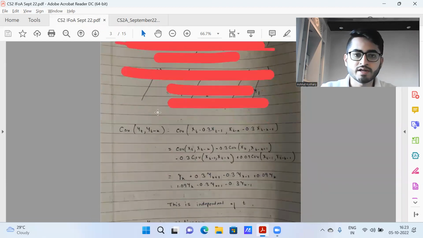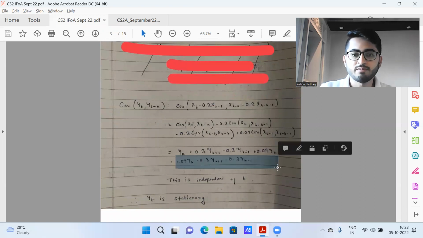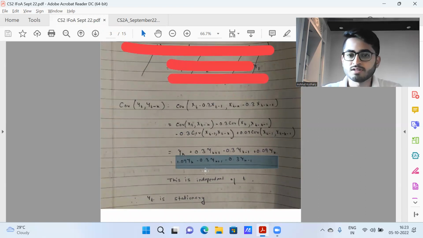Next, I attempt to find covariance of yt comma yt minus k, and this is coming out in this form. Now, this is clearly independent of time, just dependent on lag. And therefore, we have shown that mean is constant and covariance is dependent on lag but independent of t. Therefore, this process is also stationary.